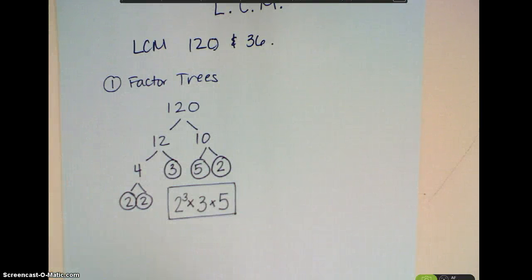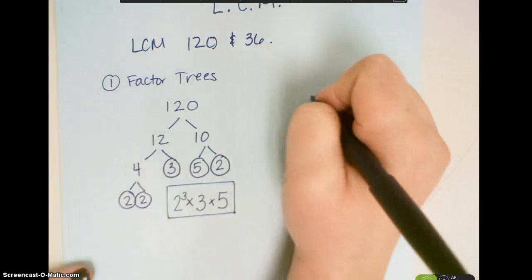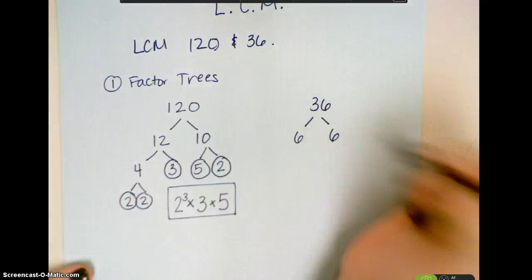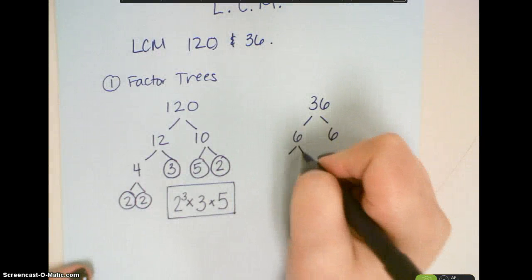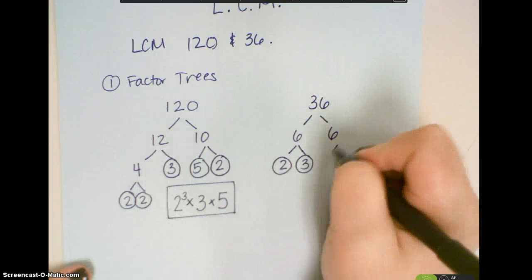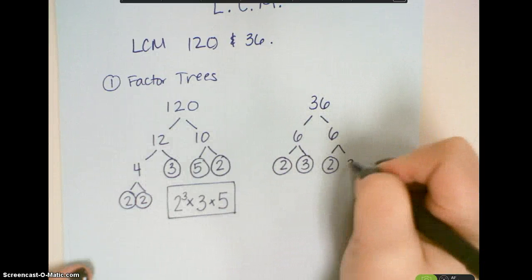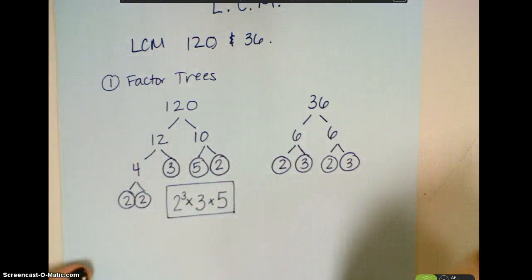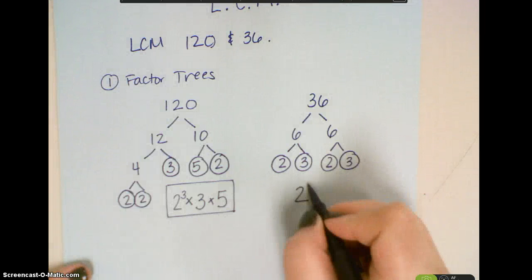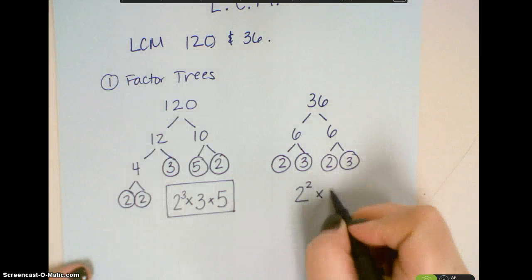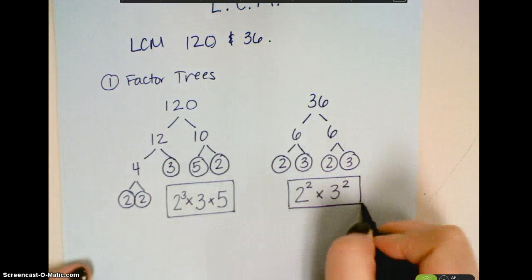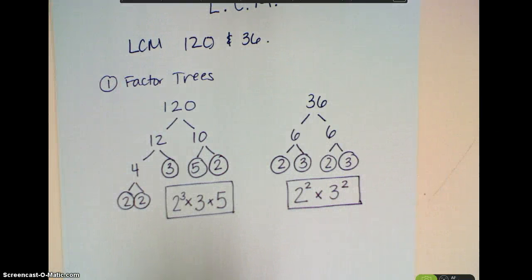Now I need to do my prime factorization for 36. 36 I know is 6 times 6. Neither one of those are prime, so I'm going to break it down into 2 times 3, which are both prime, and again into 2 times 3, which are also both prime. So the prime factorization for this with exponents would be 2 to the second power times 3 to the second power. That's going to be my prime factorization, and that completes step 1.